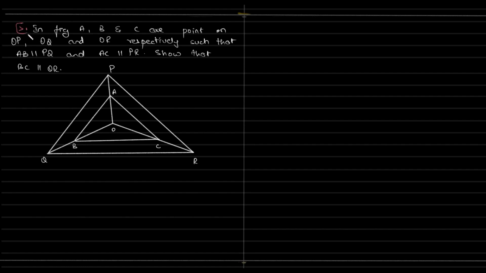In the figure, A, B, and C are points on OP, OQ, and OR respectively, such that AB is parallel to PQ and AC is parallel to PR. Show that BC is parallel to QR.